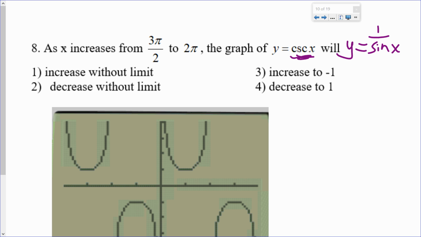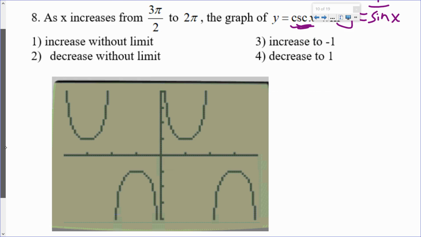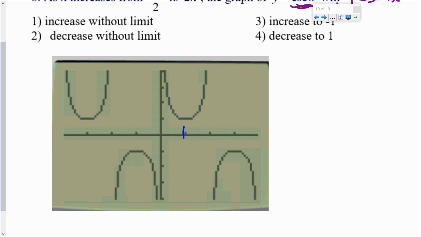So from 3 pi over 2 to 2 pi. So again, this is pi over 2. It always goes by half pi. So that's pi. That's 3 pi over 2. And this is 2 pi. So it's talking about from here to here. Is it increasing or decreasing?